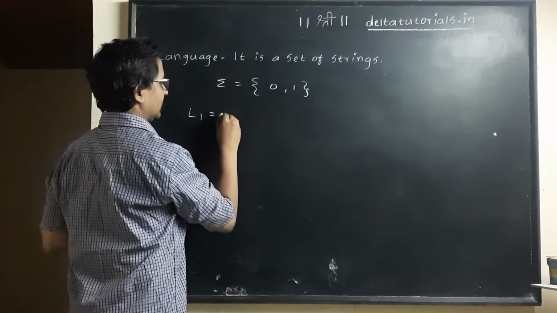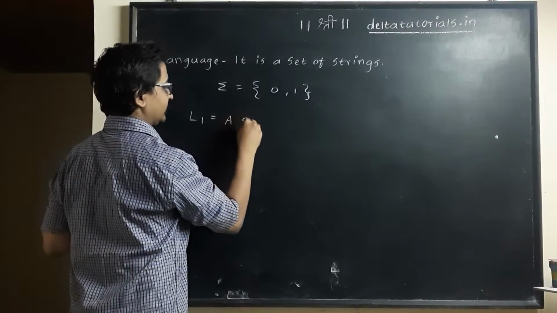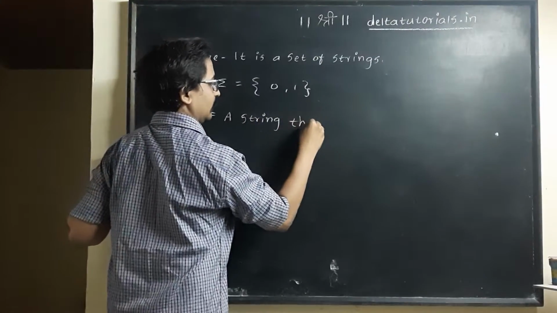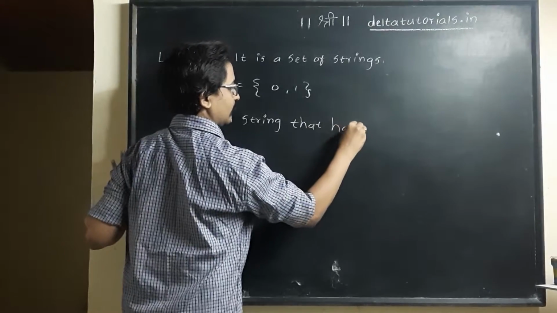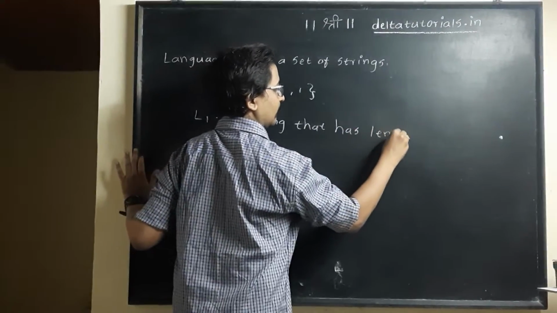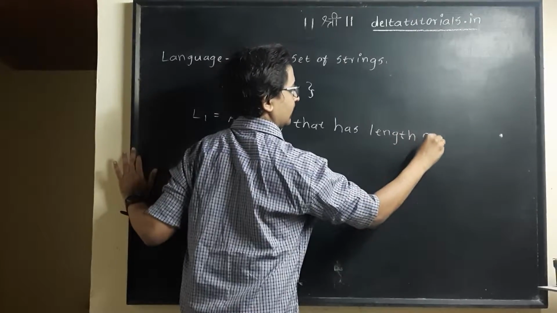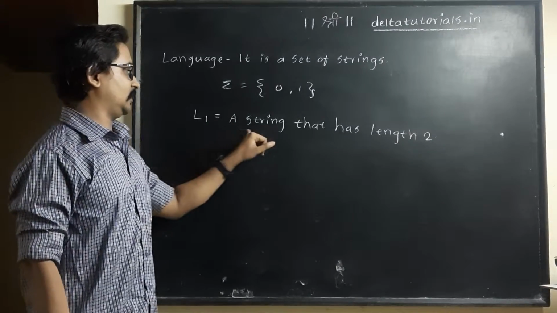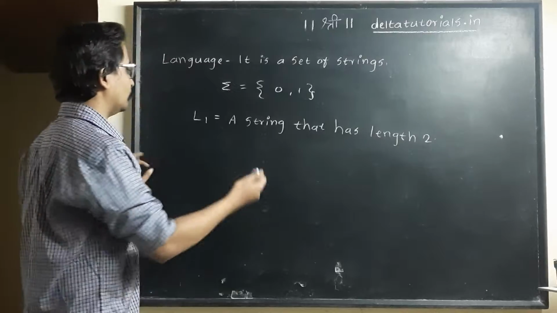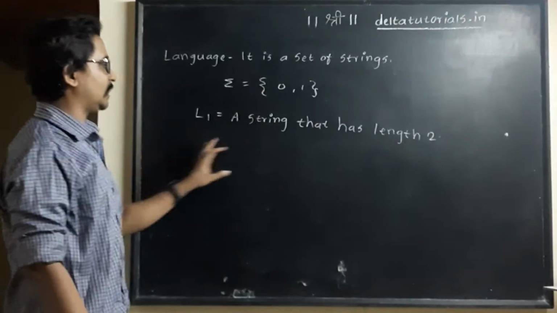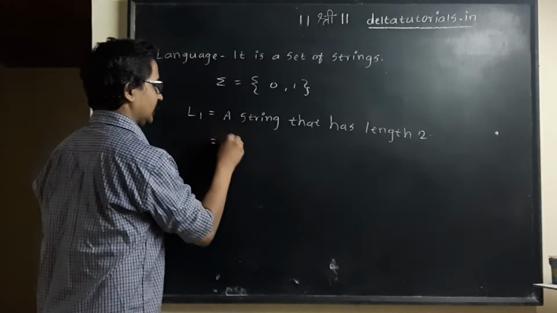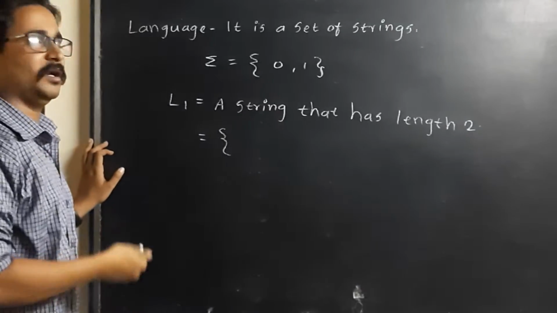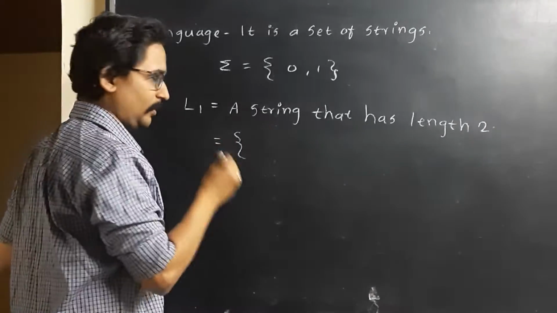A string that has length 2. L1 is a language, or it is a set of strings. It's having strings that have length 2. So by using these two symbols, we are going to generate this language. It will be generated of length 2. So by using 0 and 1, we can have multiple combinations but they are in limited amount.